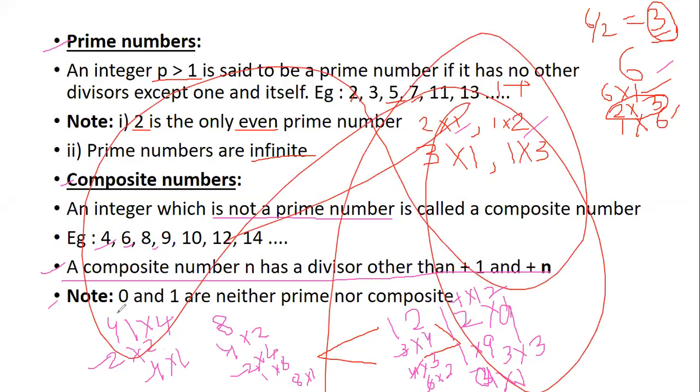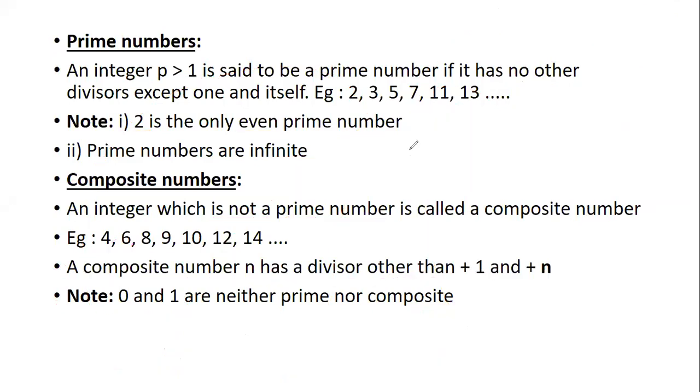Okay, and the last note is that 0 and 1 are neither prime nor composite. Now if you see here, in prime numbers they say p is greater than 1, right? And in a composite number, it says it is not a prime number. So the numbers 0 and 1 are not included in prime numbers, nor are they included in composite numbers. Okay, so 0 and 1 are kept separate. They are not prime.